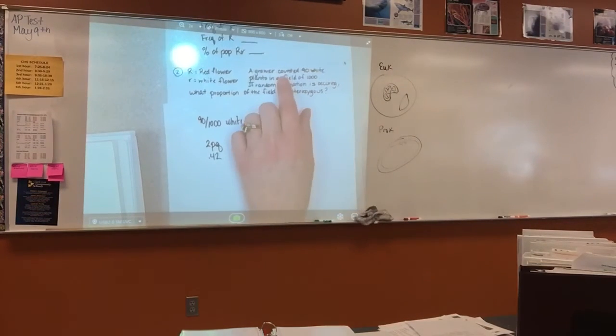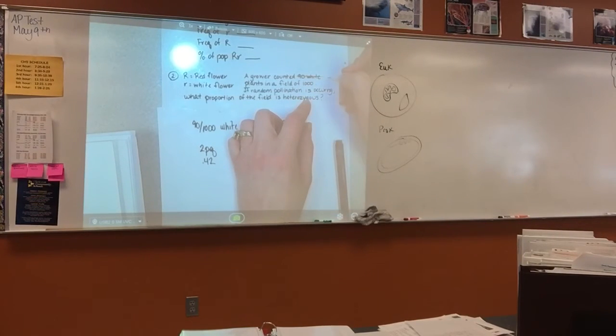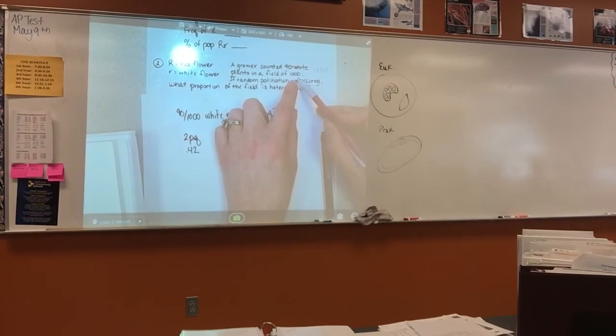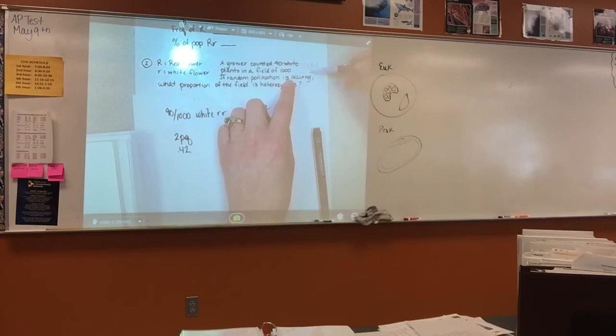Let me just point out, instead of saying 90 white, what if I had written 910 red? Can we take 910 and divide it by 1,000 and get any frequency? Red individuals, what two genotypes could they be? Big R big R, or big R little r. So we can't say this is for sure the frequency of the big R gene, because some of these 910 have a little r in the mix. That's why I said you always have to focus on the recessive.